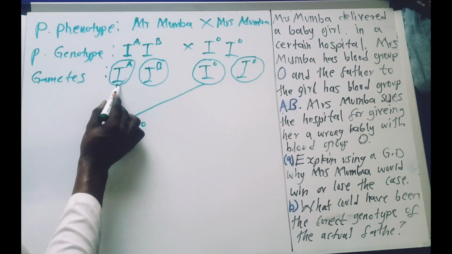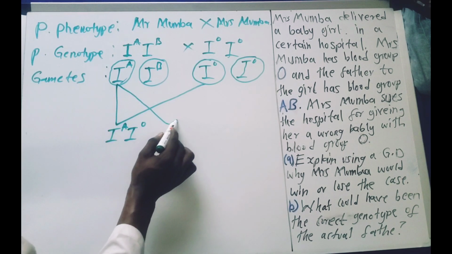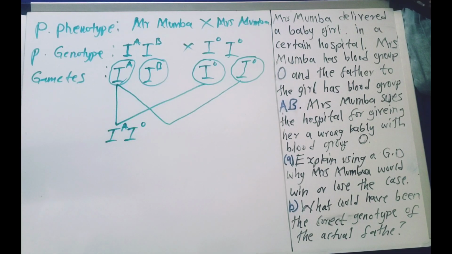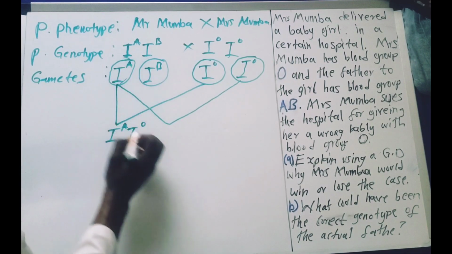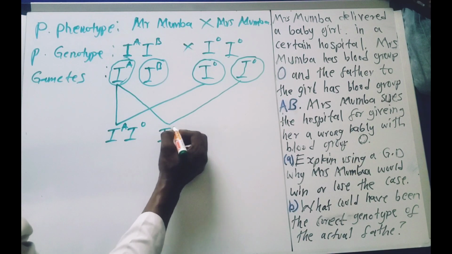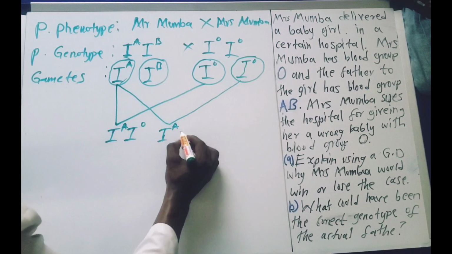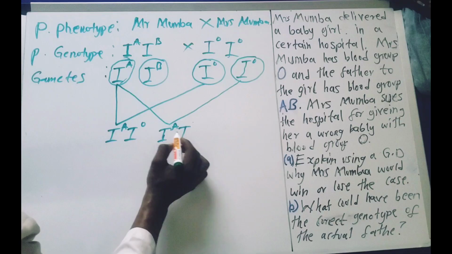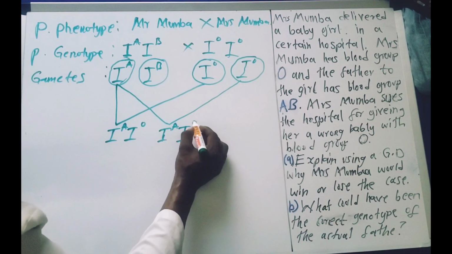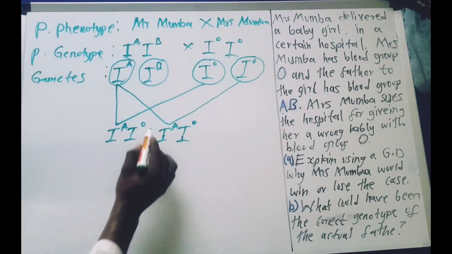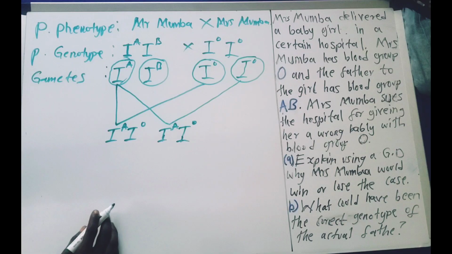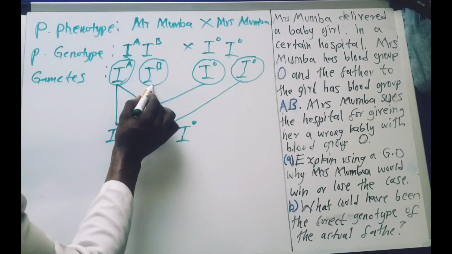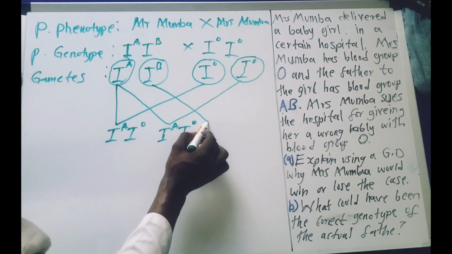This MA now has to cross with what? With this second what? Second O. So here we have our I with A, which crosses with what? Our I with A here crosses with this I with O. Okay, and this is how it's going to look. Then when we come to this one, it will be like this.